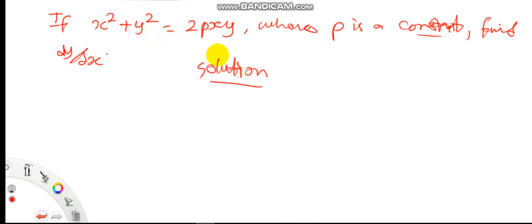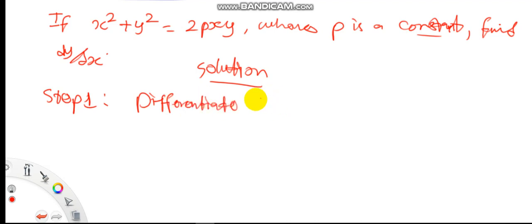Okay, so let's have our solution. Because it's a problem, of course, we want a solution. So what we'll do, as earlier, our steps for differentiating implicit functions: step 1, differentiate term by term. We differentiate one term and then we move on to the other term and then the other term.